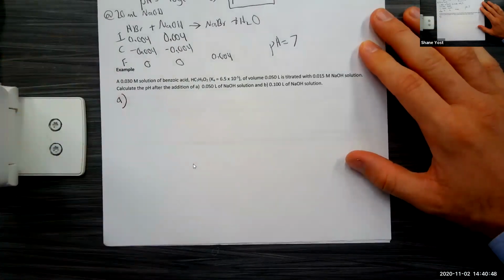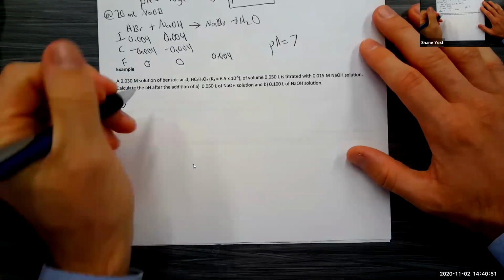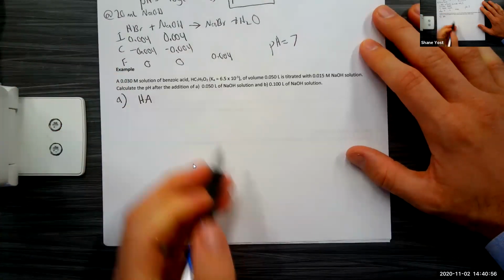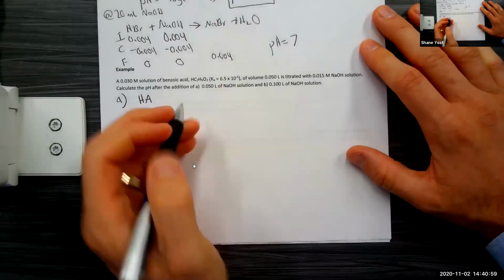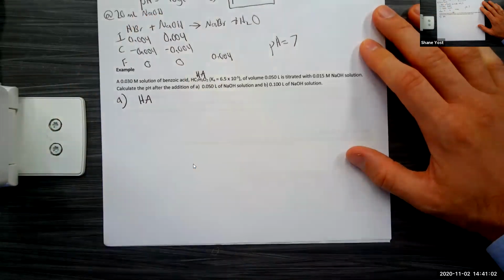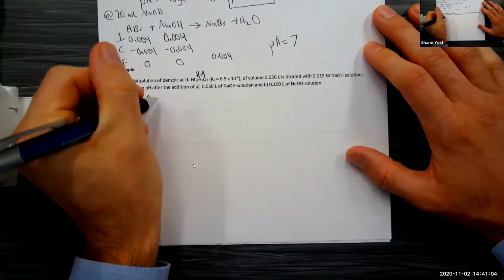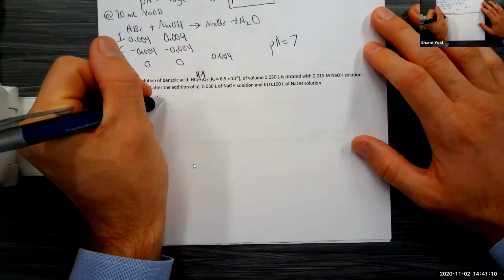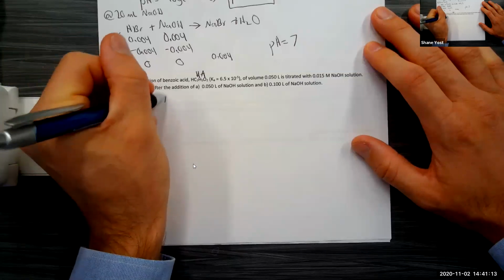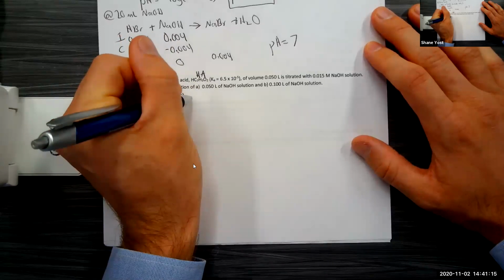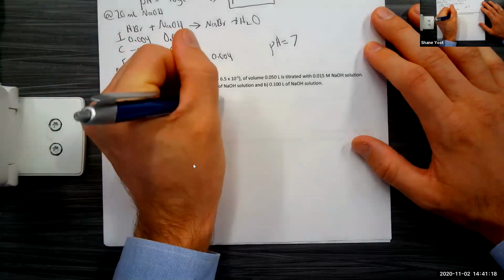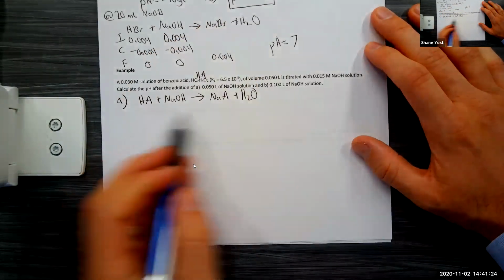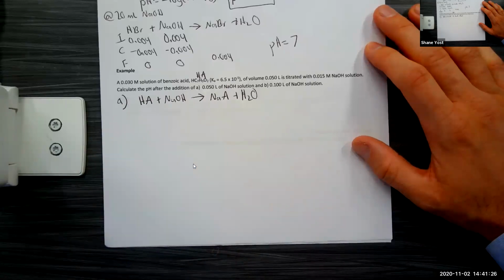Look at part A here. What we have going on in the solution is our weak acid. I'm just going to call it HA, so I don't have to write out HC7H5O2. My weak acid is going to be reacting with the strong base, sodium hydroxide, to form NaA plus H2O. That is the reaction that's going on between my weak acid and my strong base.